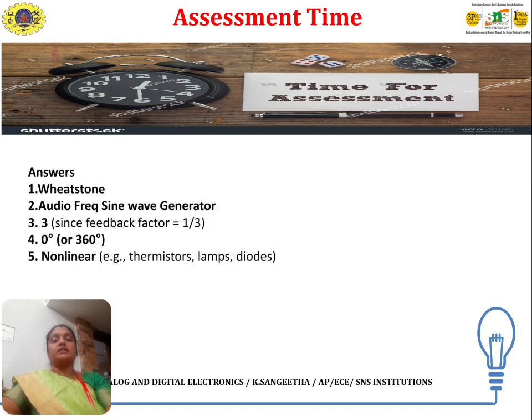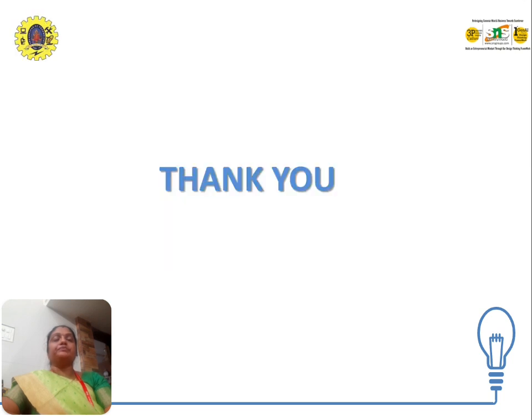So these are the answers. The Wheatstone bridge, and for the second question it is audio frequency sine wave generator, and the third one is 3, and the fourth one is 0 degree or 360 degree, and the answer for the fifth is non-linear, that is thermistor and lamp or diodes. Here in Wien Bridge Oscillator we are using tungsten lamp.